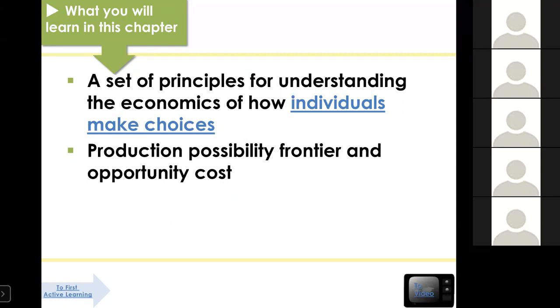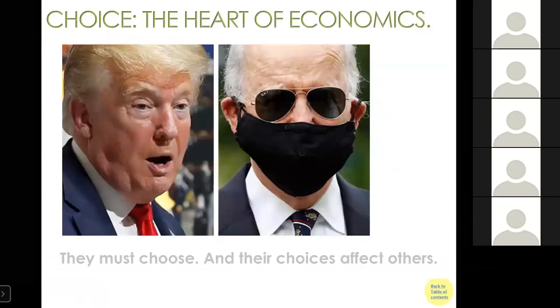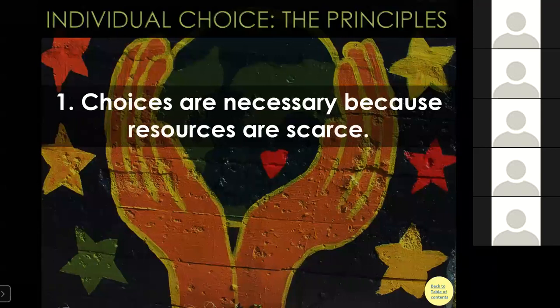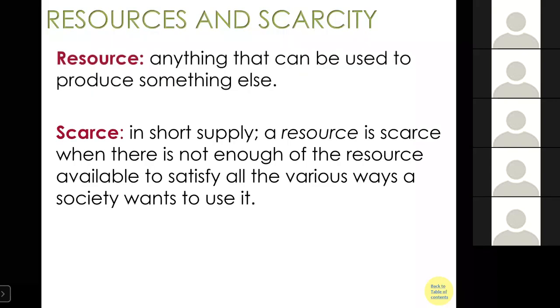Let me quickly walk through the set of principles that we have reviewed, for most students who have not taken principles of macro or micro. Principle number 1: choices are necessary because resources are scarce. Pretty much all resources are scarce, including fresh air and clean water. Because they're scarce, we must make choices so we can efficiently use those resources. Here are definitions for resources and scarcity.